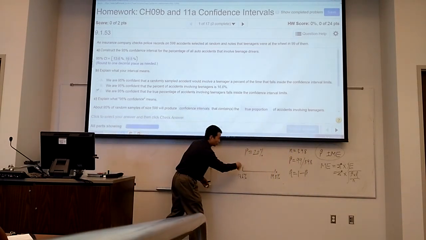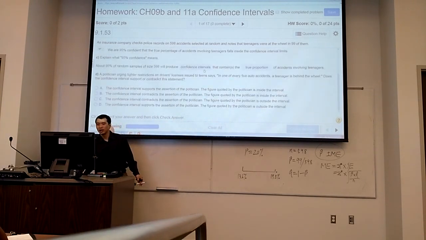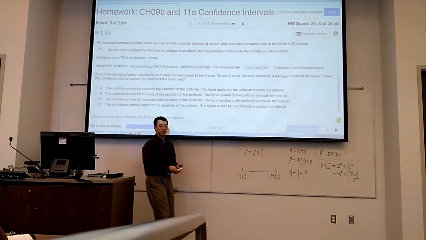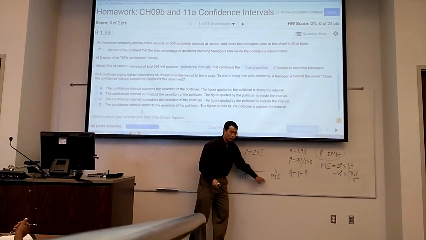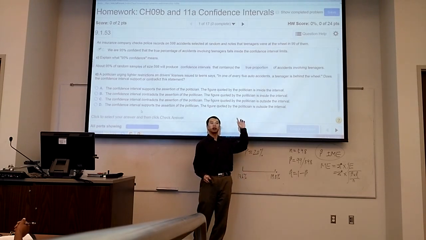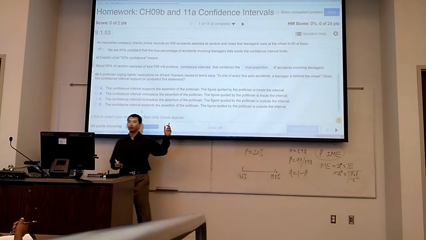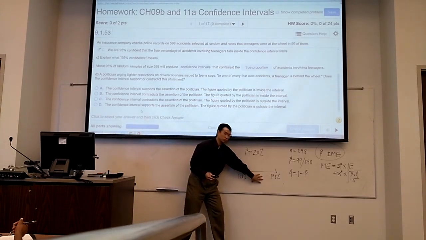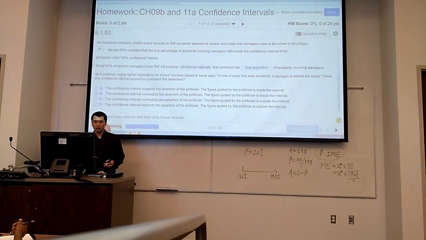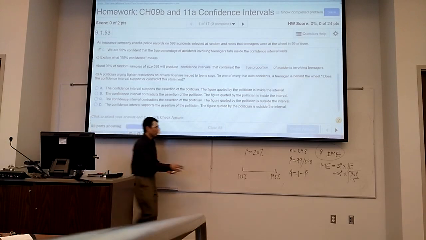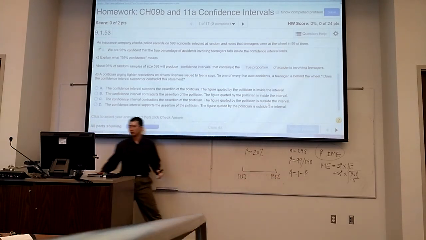So based on this result, we may have some conclusions. Does our confidence interval support his claim or not? No, right? Because it's not in this interval. So it must be either B or C. C is that the figure quoted by that guy is outside of the interval.